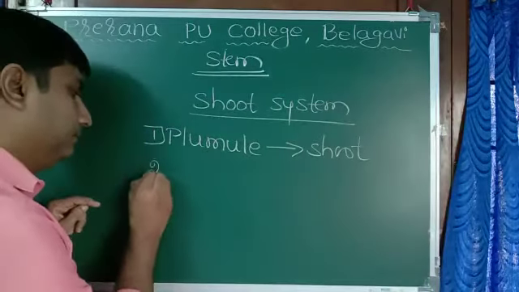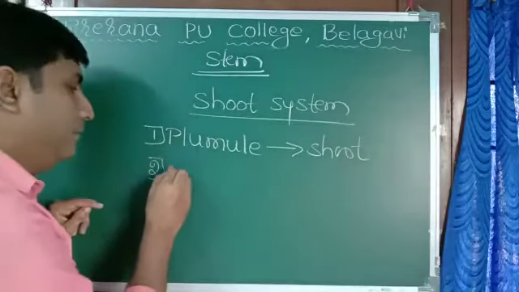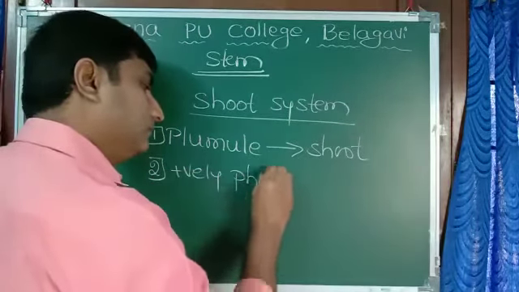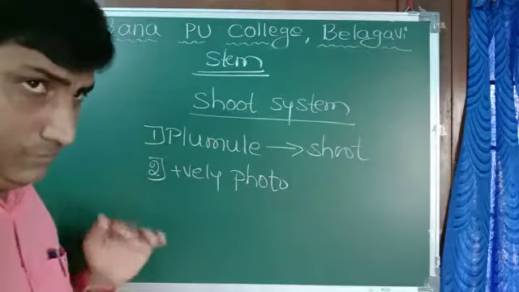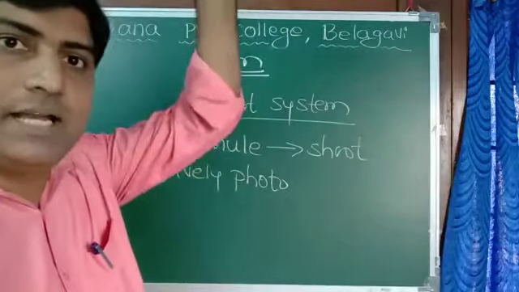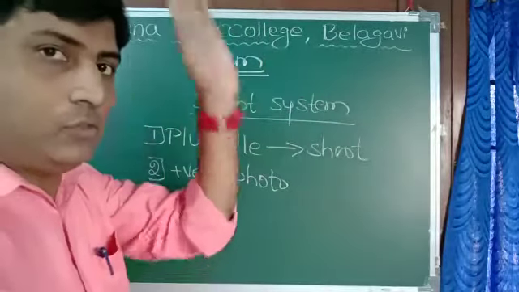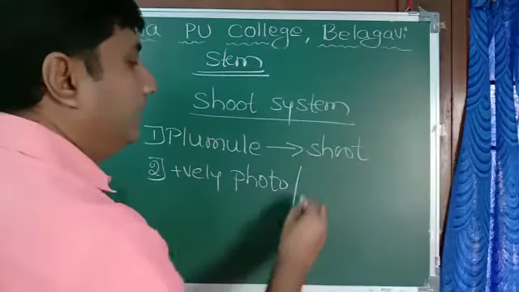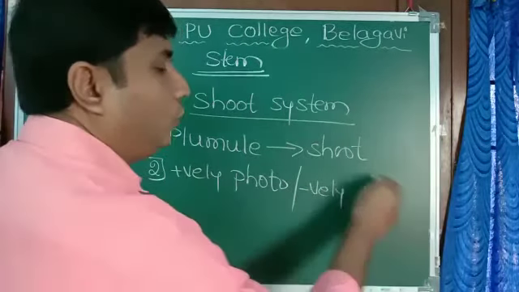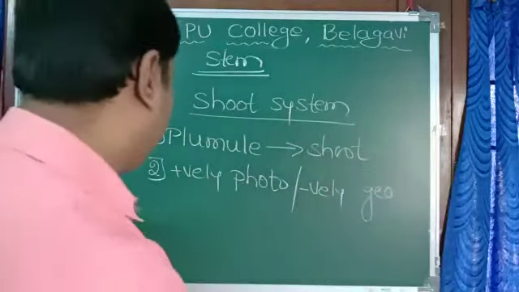Second one. Stem or the shoot is positively phototropic. Positively phototropic means they grow towards sunlight. Negatively geotropic. Generally they don't grow towards soil. So they are negatively geotropic.